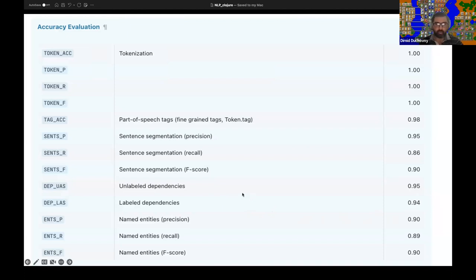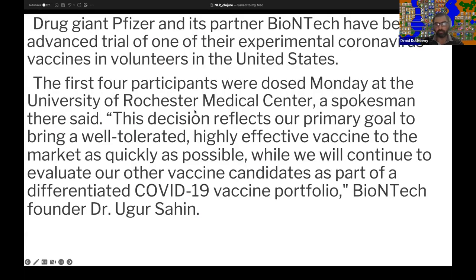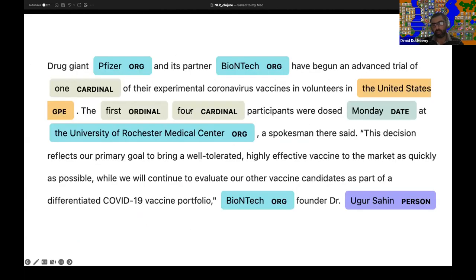Okay, so let's talk about an interesting task in NLP: named entity recognition. In this task, our goal is to take some text and find all the named entities, which could be a person, a date, an event, or a geopolitical entity, GPE, for example India here, and so on. Here we have some text about Pfizer, and here you can see it after the named entity recognition process by spaCy. You can see the different labels. For example, Pfizer is an organization, BioNTech is an organization, one is a cardinal number, and the United States is a GPE, a geopolitical entity, and so on.